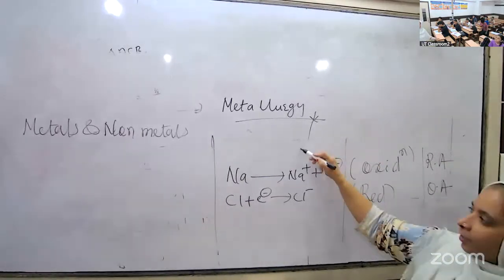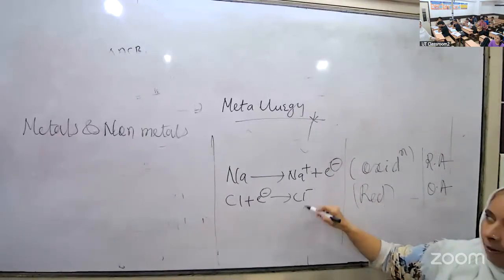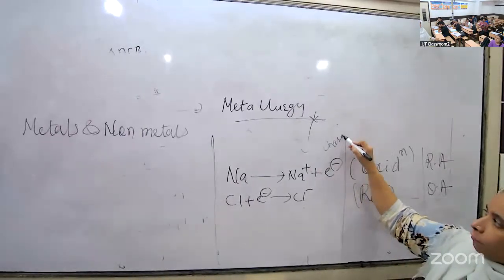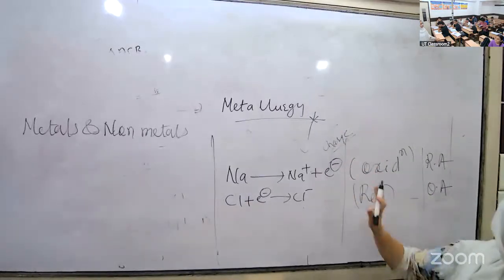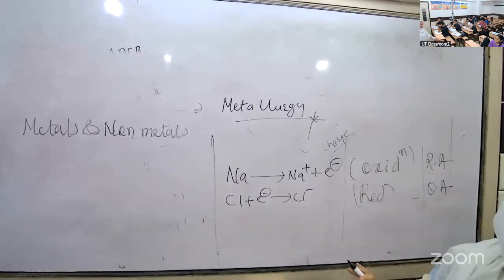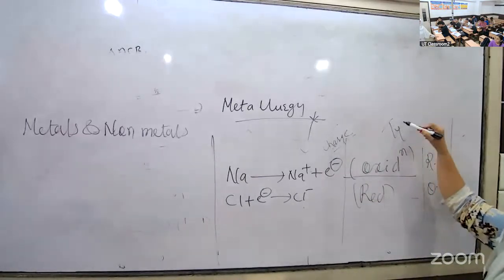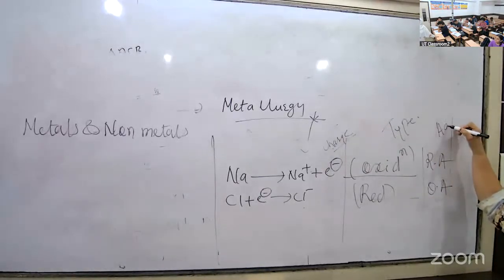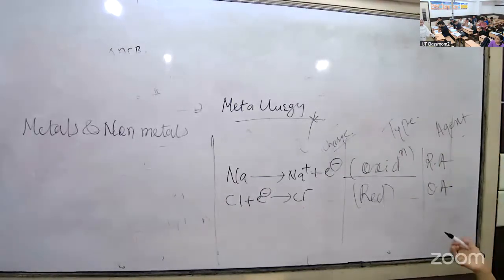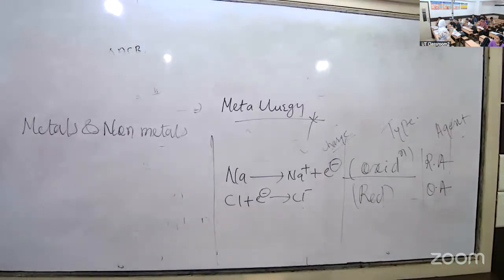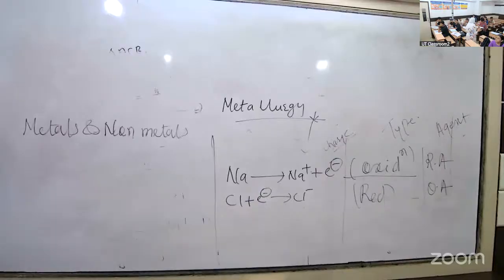Till now, we have defined metals and non-metals in terms of charges only. Hereafter, along with charges, you will consider the type of reaction as well as the type of reagent, whether it is an oxidizing agent or a reducing agent. These things are very important. So oxidation means what? Oxidation is loss of electrons. Reduction is gain of electrons.